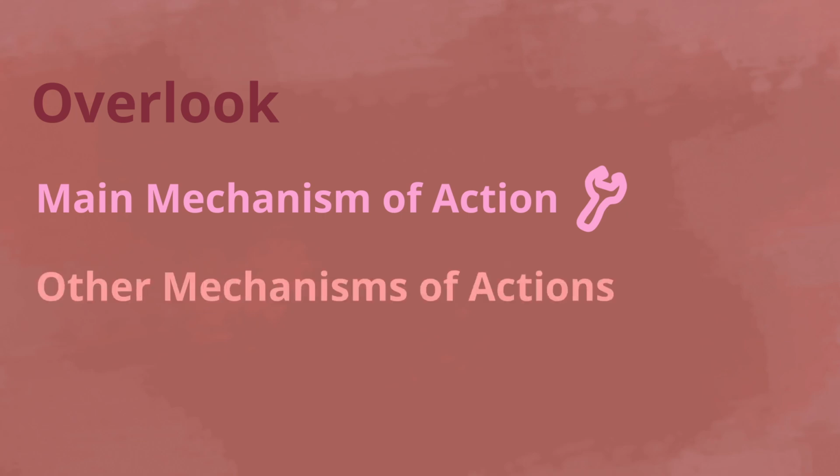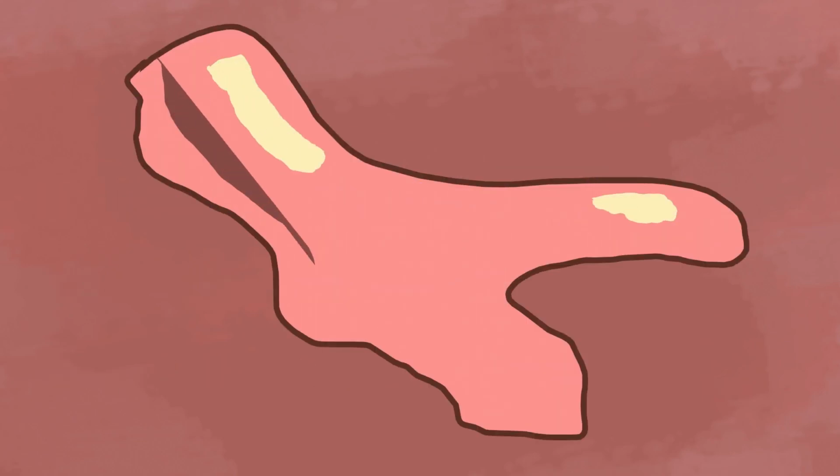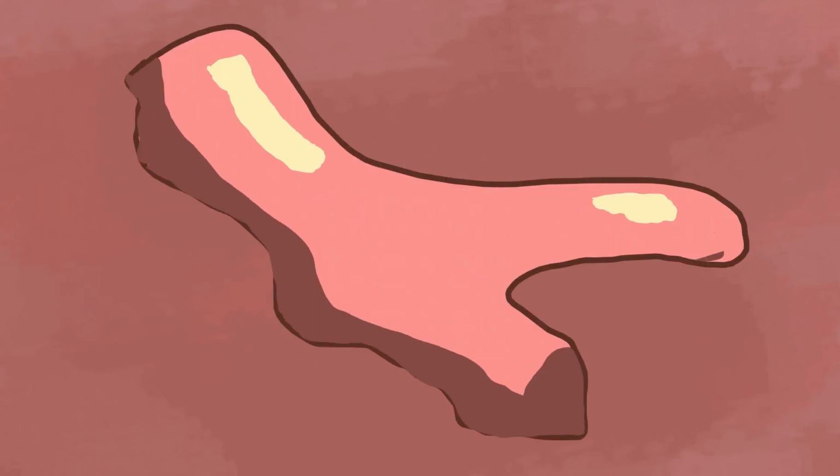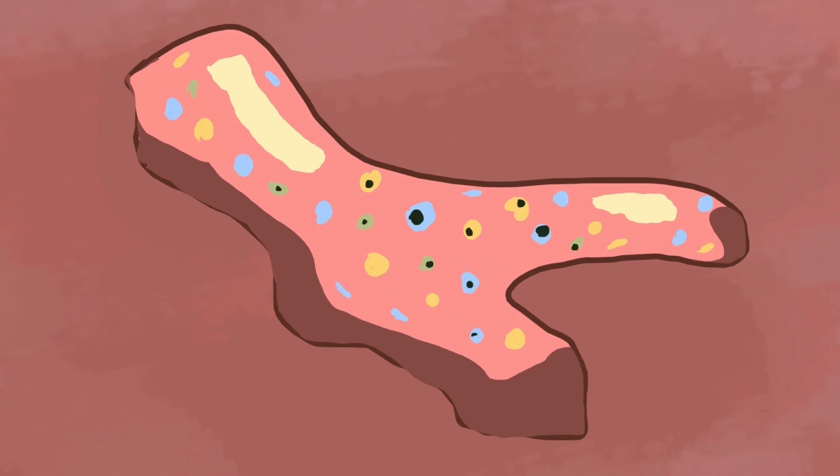In this video, we're taking a look at amiodarone. We will cover its main mechanism of action, and then we're going to take a look at some secondary mechanisms, and lastly look at the side effects. Let's begin. Amiodarone affects the myocytes of the heart, specifically the ion channels.